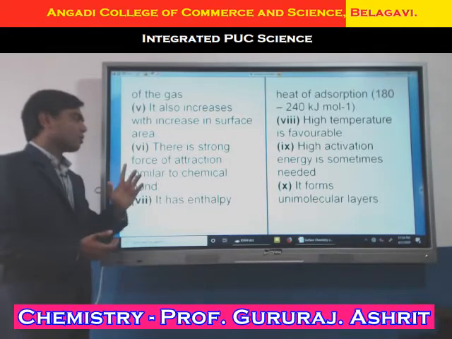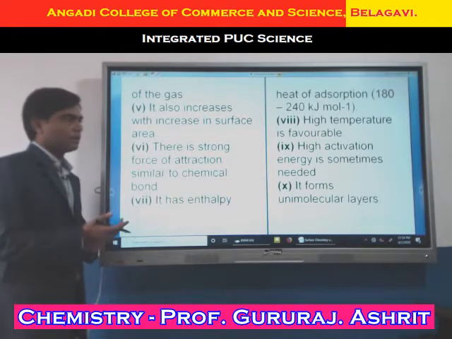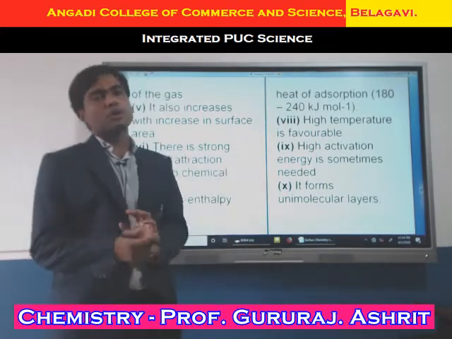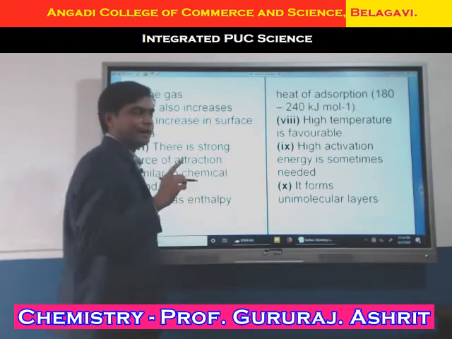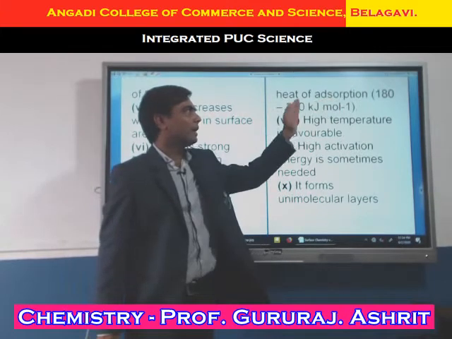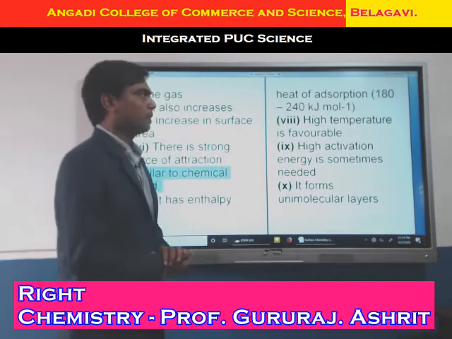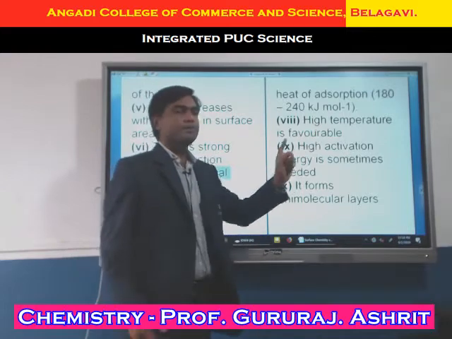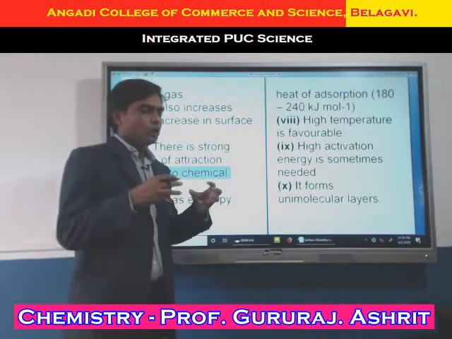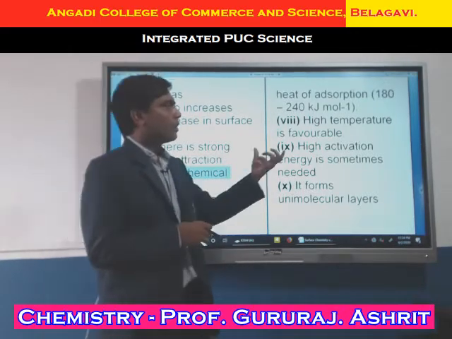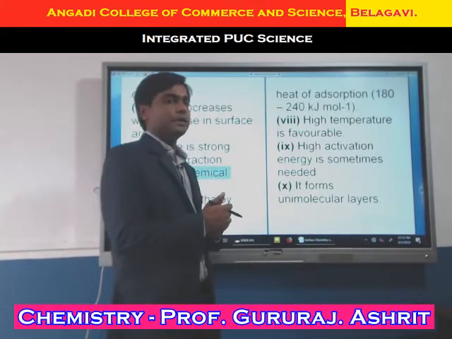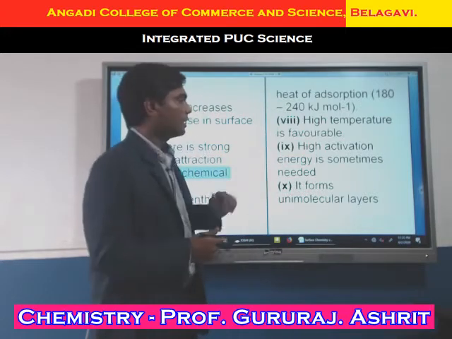Next one, there is a strong force of attraction similar to a chemical bond. As I already discussed the same point, it has an enthalpy or heat of adsorption. So, as I discussed, delta H adsorption, that is enthalpy of adsorption, required is more, nearly 180 to 240 kilojoule per mole. Next one is high temperature is favorable. See, chemical adsorption bonds are strong. To make the bonds strong, we require more temperature. Hence the temperature is favorable, but after a certain time, low temperature is favored for chemical adsorption.